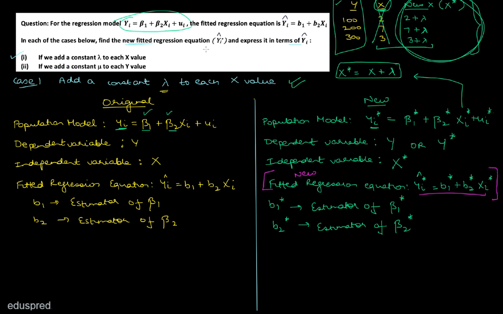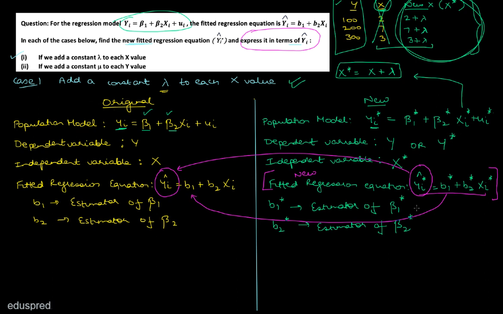Now it's mentioned in the question that we have to find the new fitted regression equation and express it in terms of yi hat. So I have to express this new fitted regression equation in terms of yi hat. Let's see how I can do that. I need to find some sort of relationship between these two. To achieve that, we are going to find the relationship between b1 star and b1, b2 star and b2, and xi star and xi.